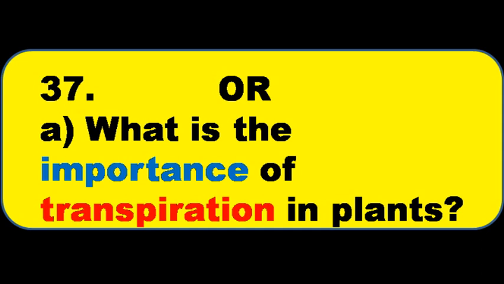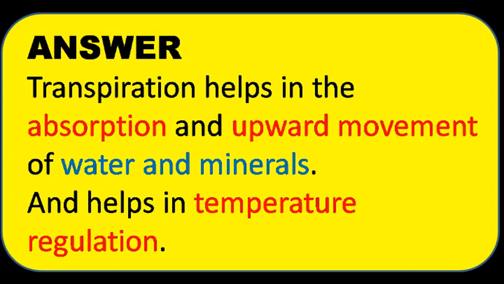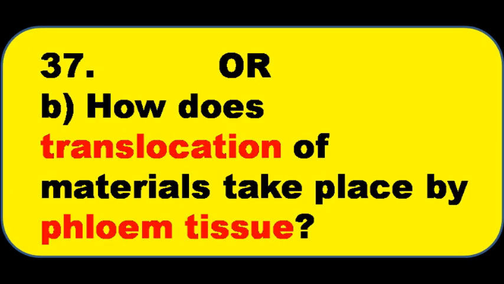What is the importance of transpiration in plants? Transpiration helps in the absorption and upward movement of water and minerals. This helps in temperature regulation.